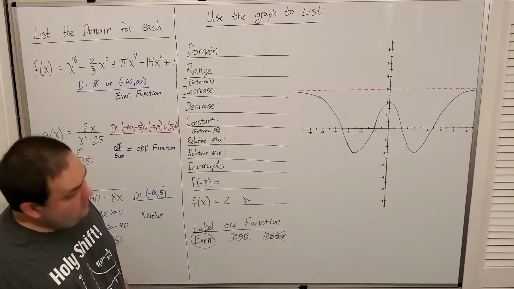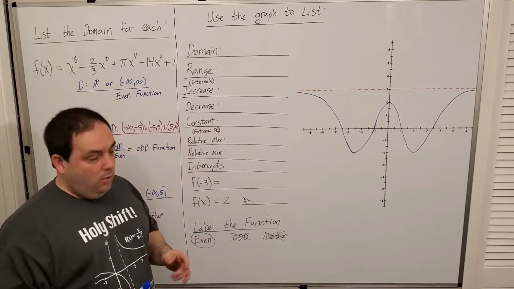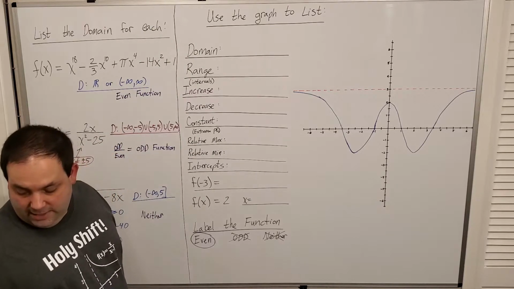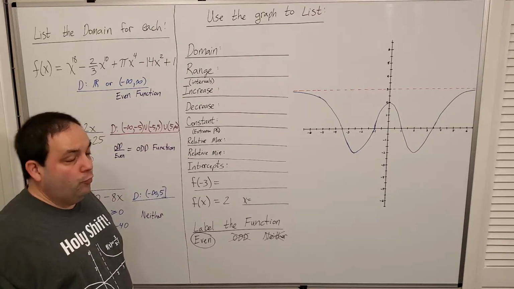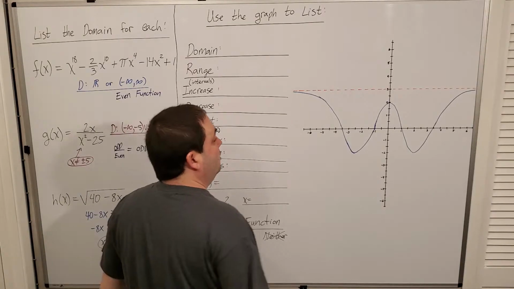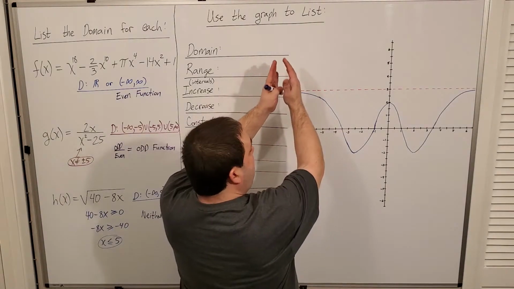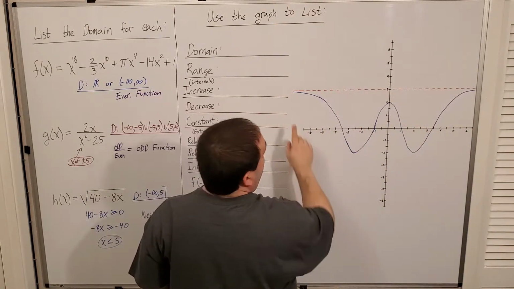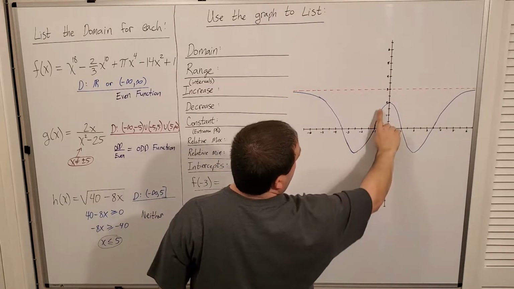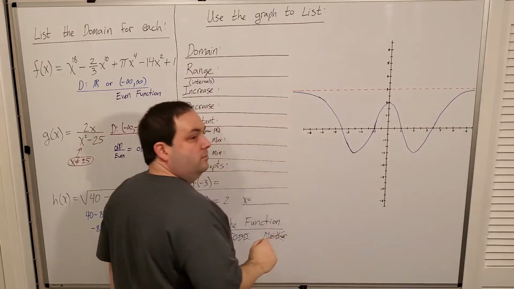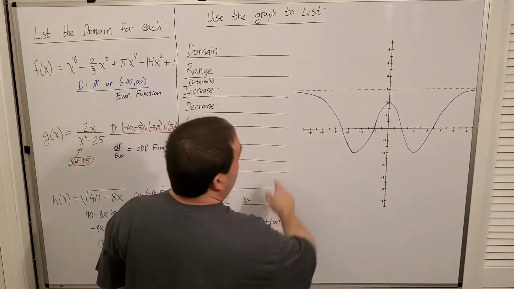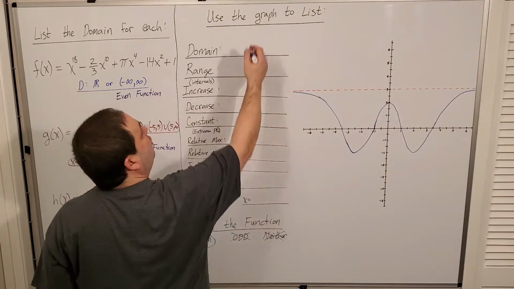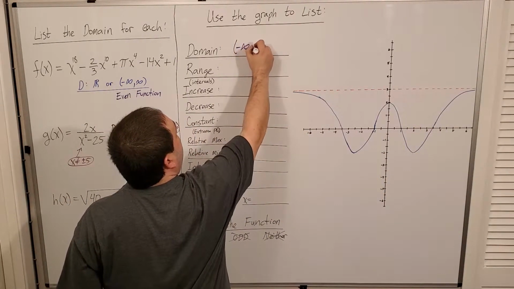Okay, next. Let's start listing out all of the properties of this guy here. Domain and range, I'm going to read directly off of here. So for the domain, I read from left to right. Do not let yourself go up and down. So from left to right, do I see any breaks? Nope. Nothing stopping, nothing breaking. So from left to right, it goes all the way left, it goes all the way right. My domain is going to be all real numbers.